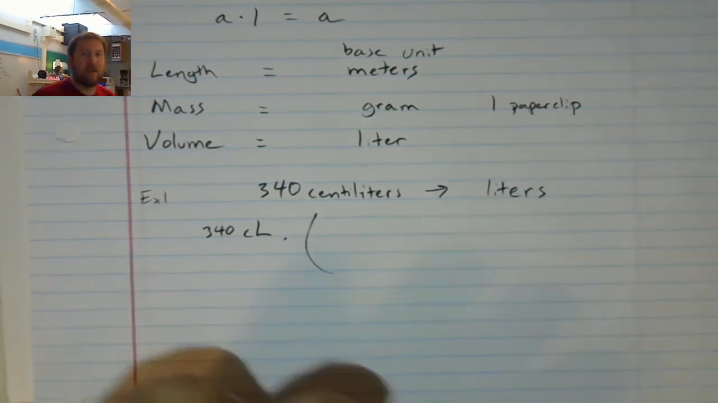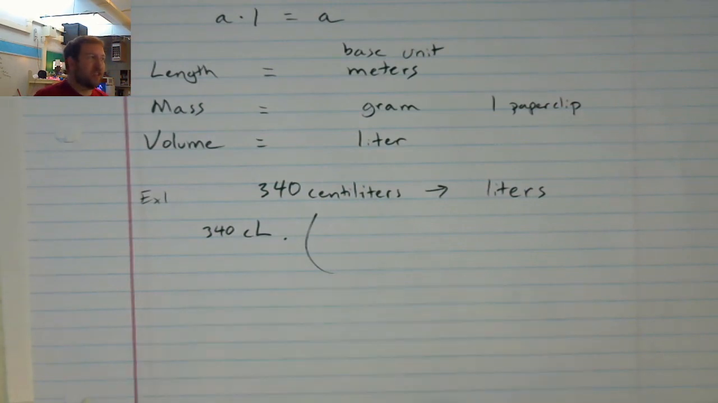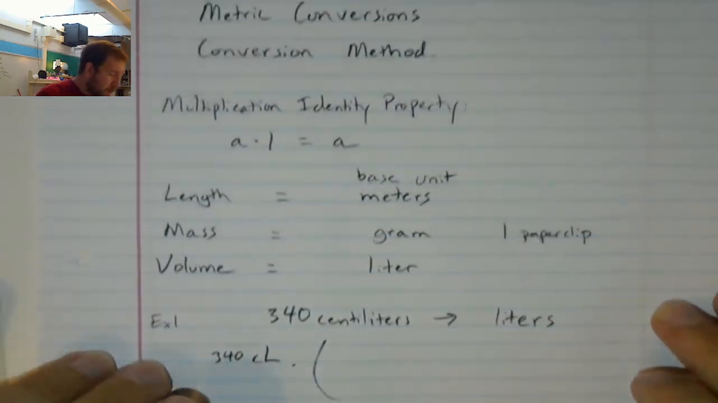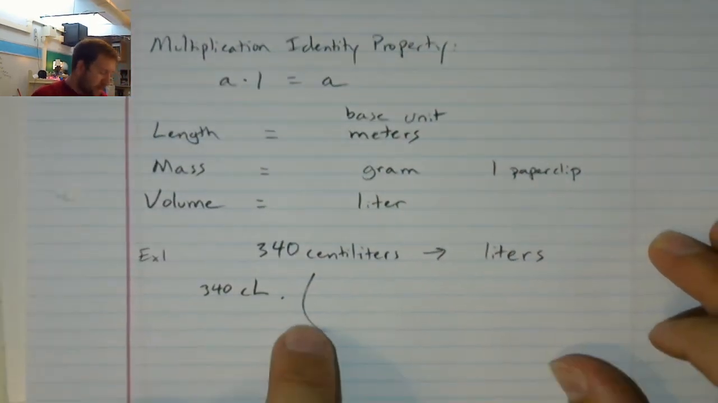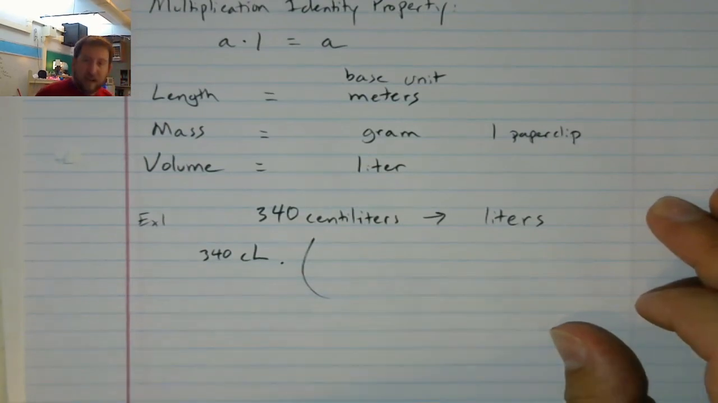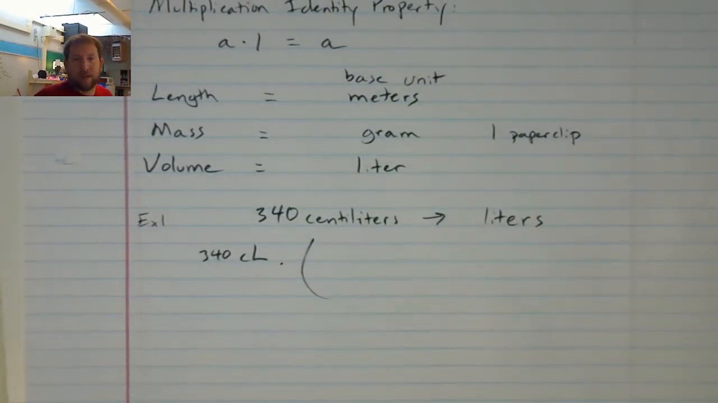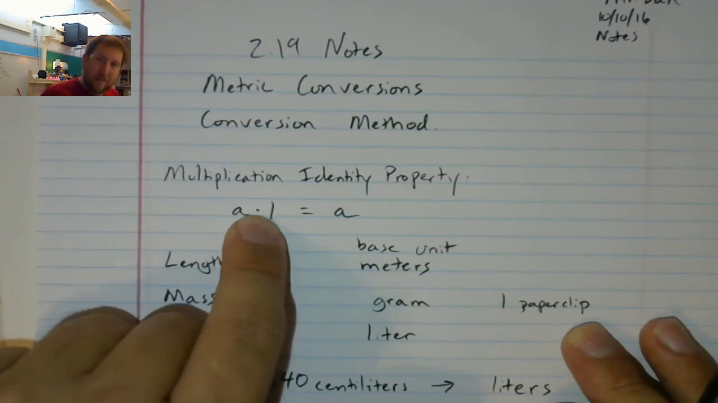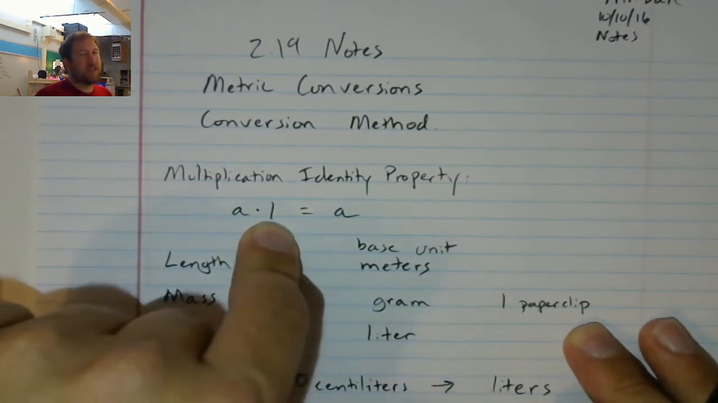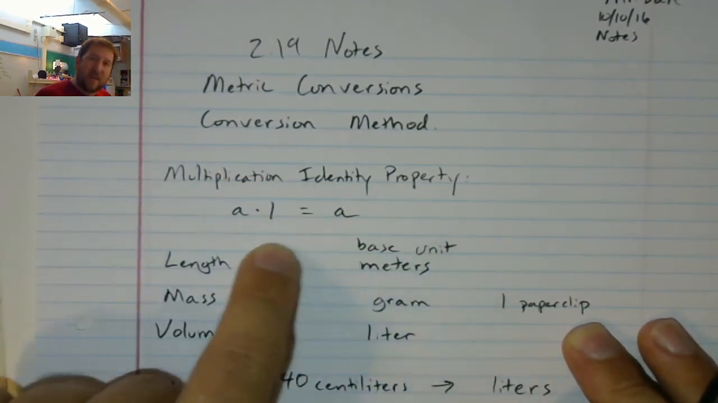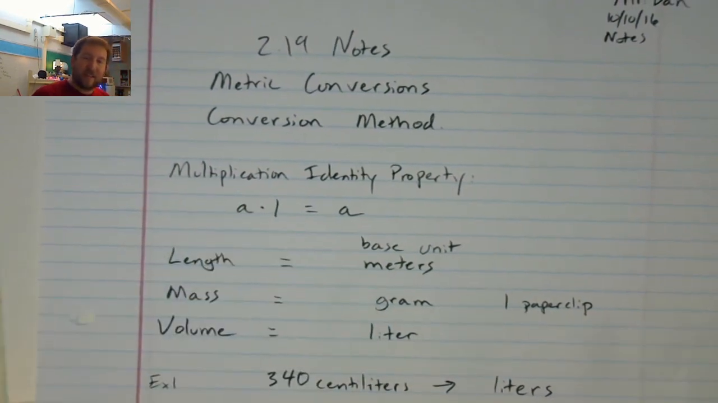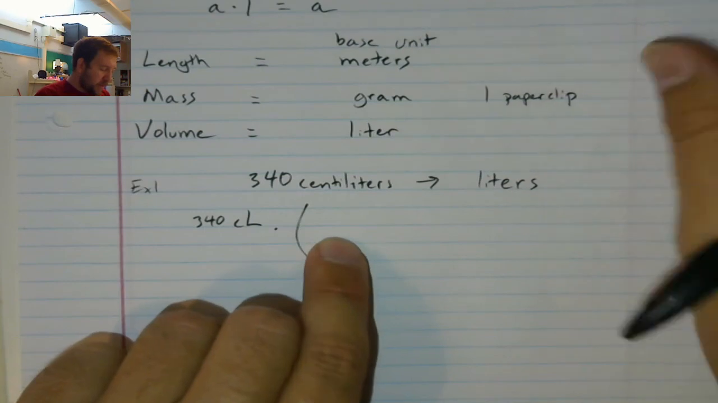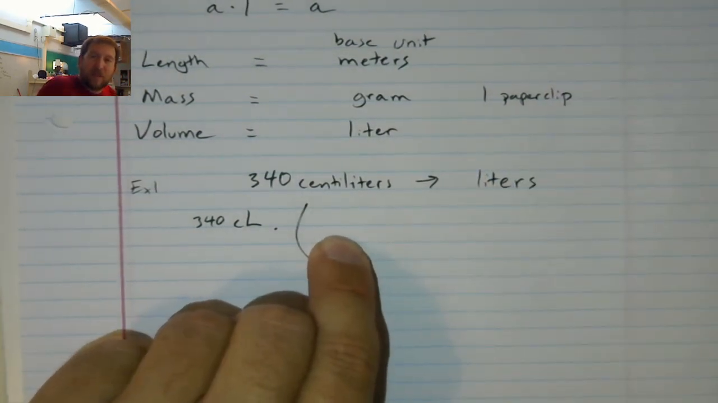And now I need to multiply it by something to change the unit that I want it to be. And remember, I'm going to use my multiplication identity property. If I multiply this by like 17, it changes the whole thing and I no longer have an equivalency. But if I multiply it by 1 and I just change the units, I'll still have the same thing that I had before, because A stays the same. So I need to write something that's equivalent to 1.